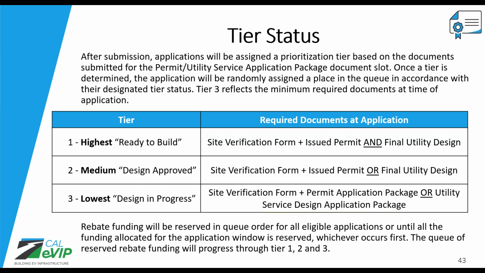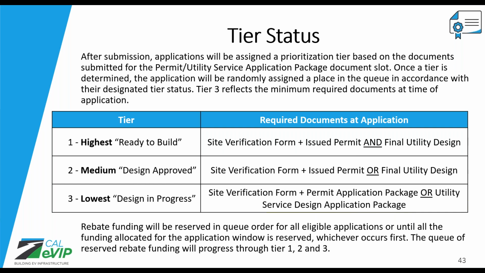Now, at the time that you submit your application, if you have an issued permit or a final utility design for your installation, please provide those in this package document slot. If you have an issued permit or a final utility design with this package, your application will move up to tier 2, the design approved tier. If you have both an issued permit and a final utility design, your application will move up to tier 1, the ready to build tier.